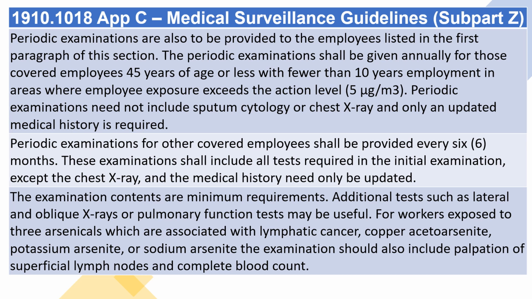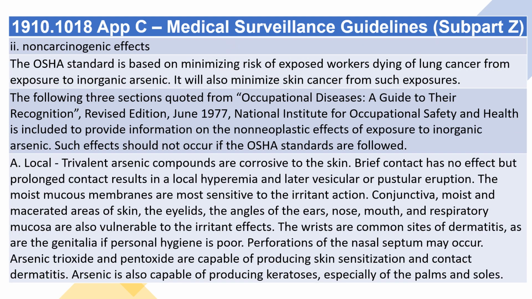For workers exposed to three arsenicals which are associated with lymphatic cancer, copper acetoarsenite, potassium arsenite, or sodium arsenite, the examination should also include palpation of superficial lymph nodes and complete blood count. 2. Non-carcinogenic effects. The OSHA standard is based on minimizing risk of exposed workers dying of lung cancer from exposure to inorganic arsenic. It will also minimize skin cancer from such exposures.